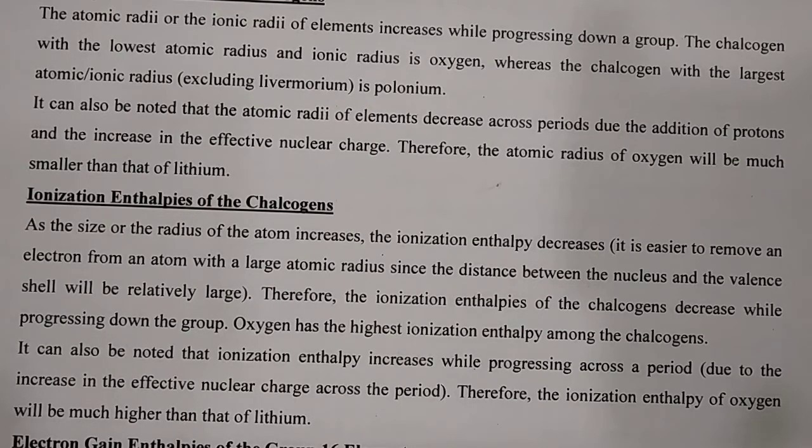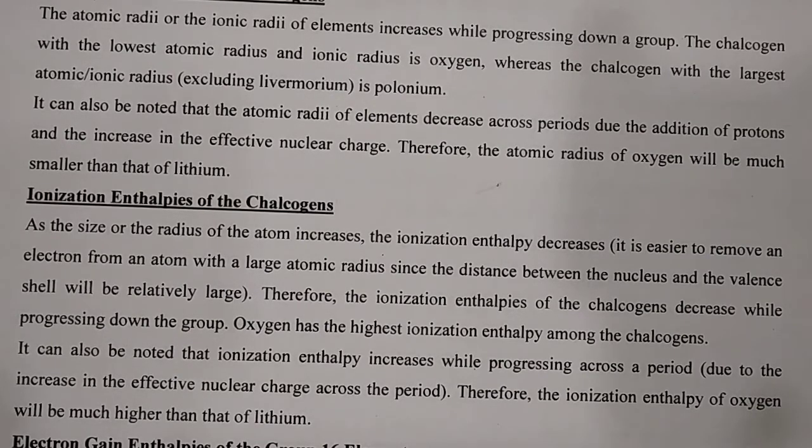हमने बहुत सारे एग्जाम्पल पढ़े थे. Let's take an example: if you want to remove one electron from lithium and one from cesium, cesium can easily release it. Why? Just because cesium is far away from the nucleus, larger in size. Attraction from the nucleus to the outermost shell is really very less, and due to this cesium can release one electron. Therefore, the ionization enthalpies of the chalcogen family decrease while progressing down the group. Oxygen has the highest ionization enthalpy among the chalcogens.